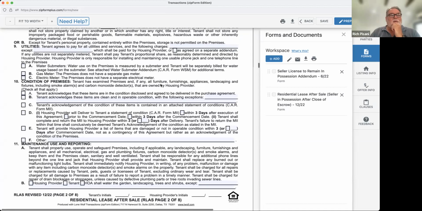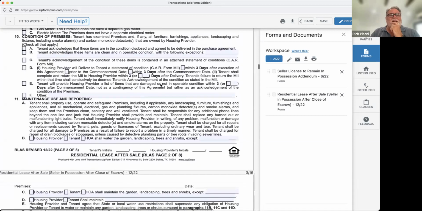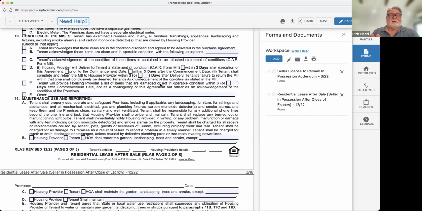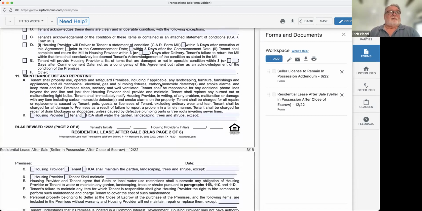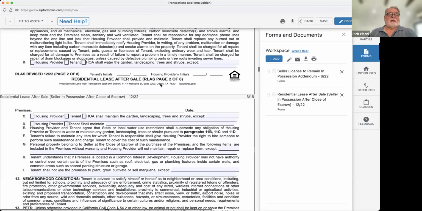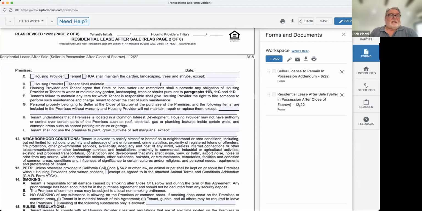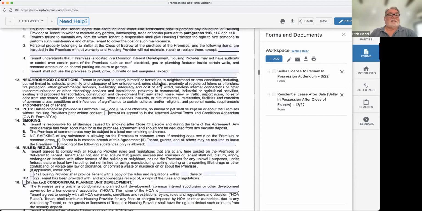So this is all pretty standard. Maintenance and use. Now if the buyer, now the housing provider, wants to get their own gardener in there and start doing things the way they want to do it, they may be providing the gardening. But this is part of the negotiation of how this is going to go. Who's going to do the gardening, who's going to maintain the shrubs and all that, and who's going to maintain what. That's just how it is.